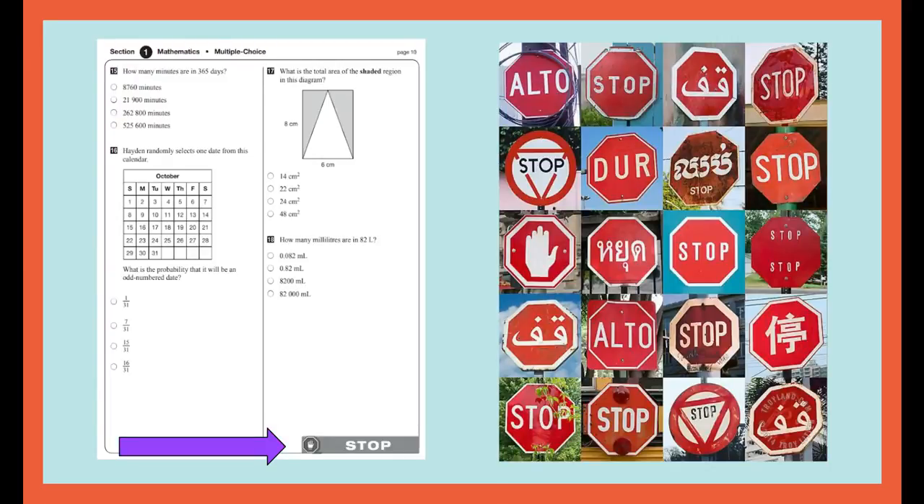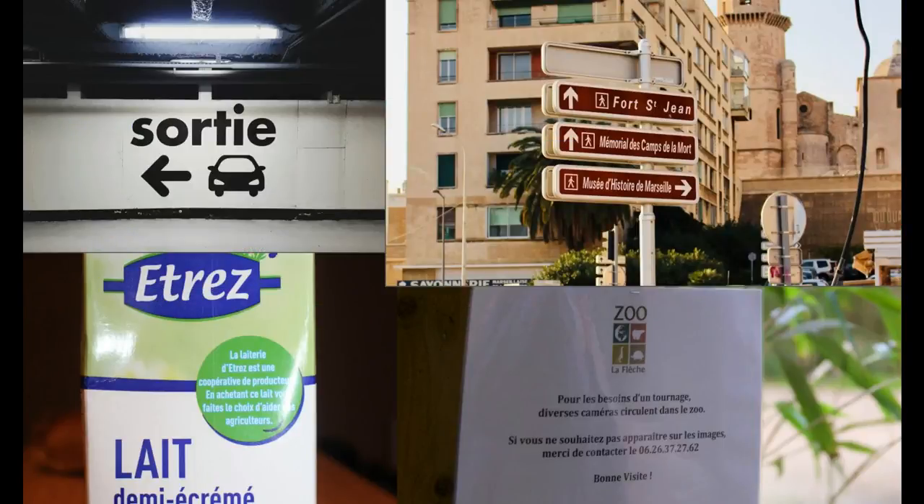What does this symbol mean to you? Likely, you said stop. This is such a common symbol that it's even used in EQAO booklets and around the world to signal to stop. Here are a number of other environmental texts that you may see in the real world, such as exit signs, street signs, labels, and directions.